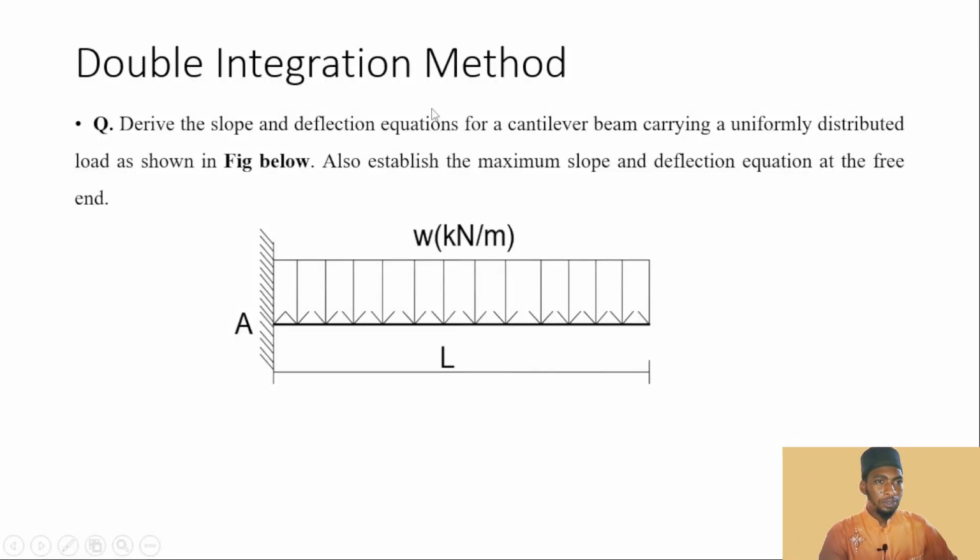This is the double integration method. That's the double integration method to determine the deflection of a beam. The example I have here is of a cantilever carrying a uniformly distributed load.